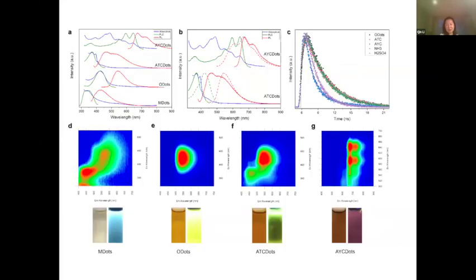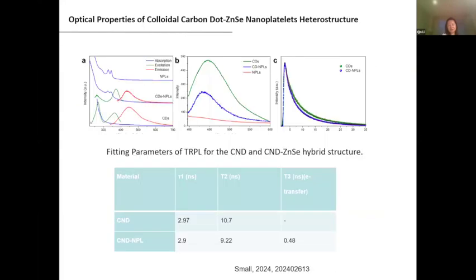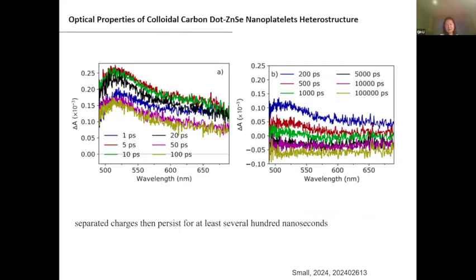And we can make full color carbon quantum dots. And then we can also make heterostructures to combine the carbon quantum dots with zinc selenide quantum wells. And then we can drive chemical reactions. We can drive the synthesis from methanol to ethylene glycol and produce hydrogen. So these are the studies.